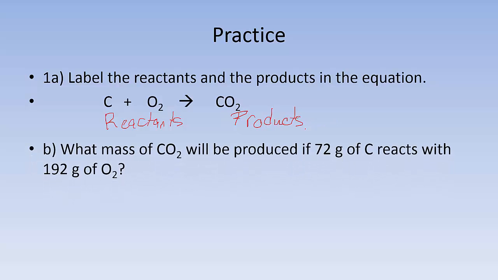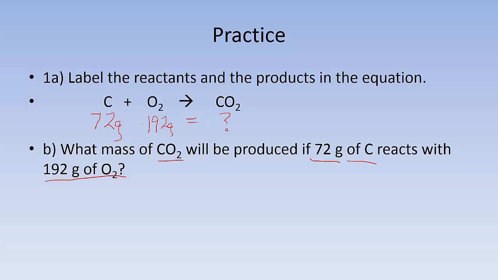Follow-up question: what will the mass of CO2 produced be if 72 grams of carbon reacts with 192 grams of O2? Now, here's what I do. Whenever I get a problem like this, let me erase what I got going on here, I write right into the equation, because it's an equation. Let me write the numbers in. We have 72 grams of carbon, so I'm going to write it right under there. 72 grams of carbon reacts with 192 grams of O2, and it wants to know how much CO2 we will get.